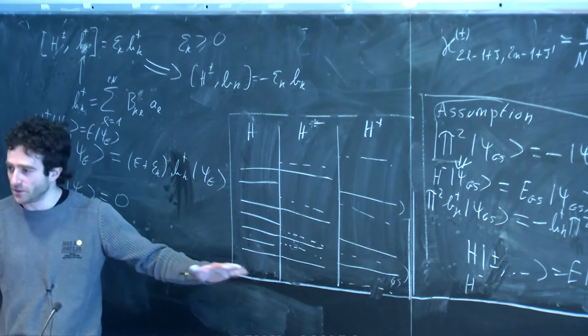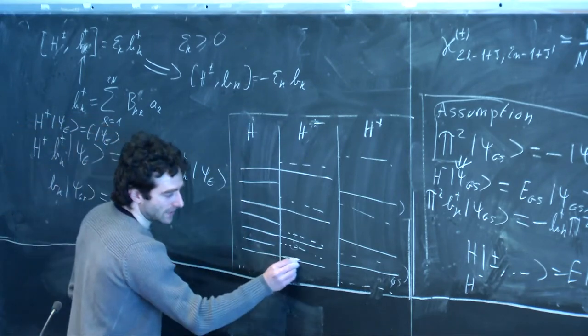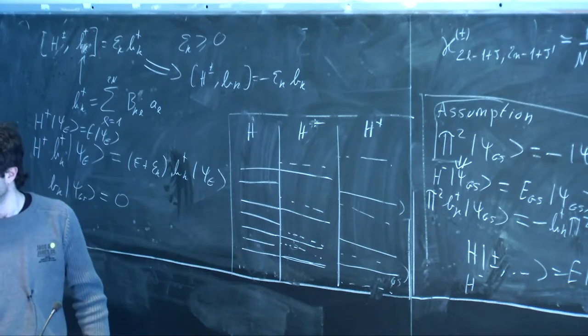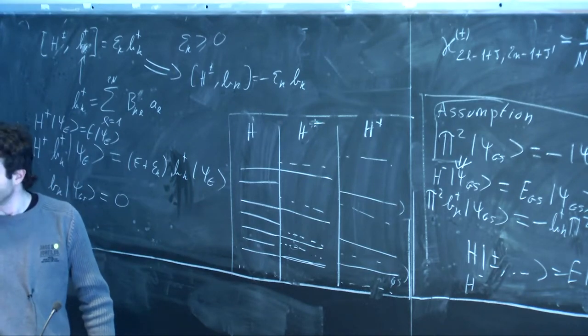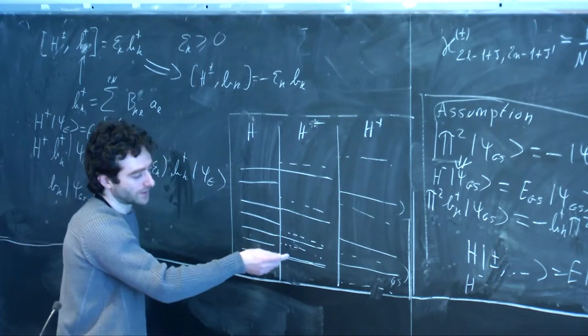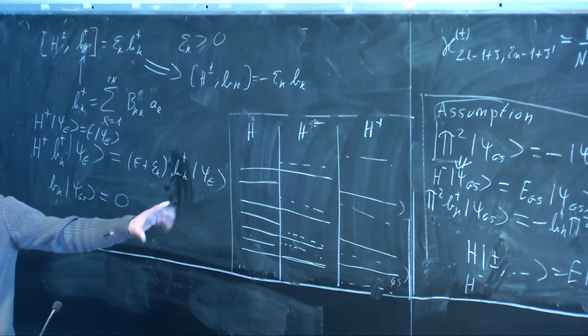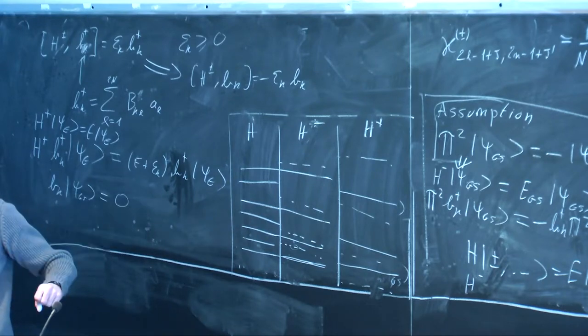And this is what we did. We checked that if the ground state is here, the first excited state, the single particle excited state, is not there. So we have to excite two particles in order to remain in the same sector. Is it clear now with the graphical representation?